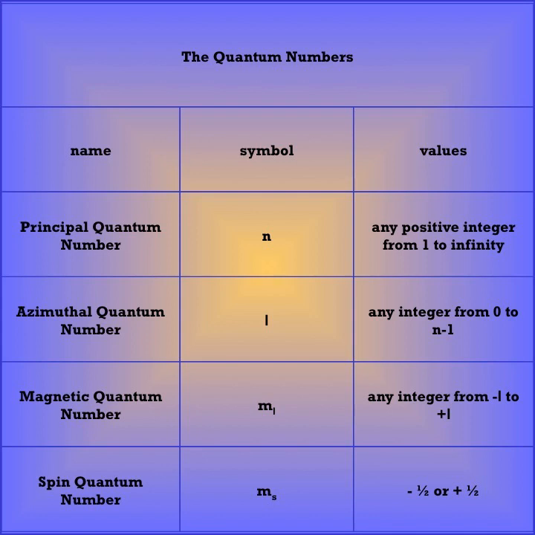You might pause the podcast if you wish to write this stuff down. I don't know if you're taking notes or not, but if you wish to write it down, this is a nice little summary of the four quantum numbers, their names, symbols, and possible values. So what we're going to do is start writing quantum numbers for an electron.